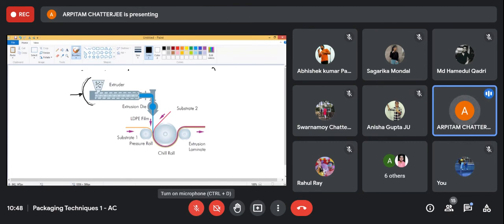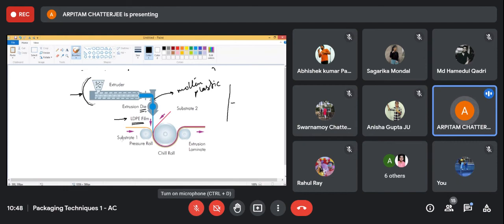And this extruder, as I already told, basically gives out the molten plastic. And this plastic then goes to an extrusion die, and this die, as the name says, basically gives the shape to the molten plastic. Because here what you need is a film of the plastic. So this die basically converts this molten plastic, you can see, to the LDPE film. LDPE means low density polyethylene. This LDPE film is going to this particular arrangement.